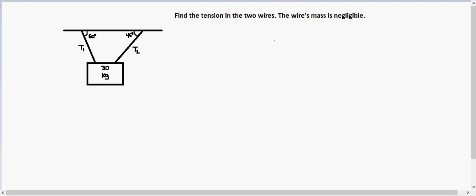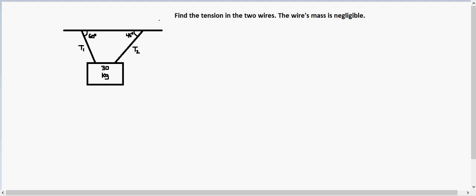Alright, we're now given a slightly harder tension problem, which involves a 30 kilogram mass being suspended from the ceiling by two cables, one making an angle of 60 degrees with the ceiling, and a second making a 45-degree angle with the ceiling. What we're asked to do is to calculate the tension in the two wires. Again, the wire's mass is negligible.